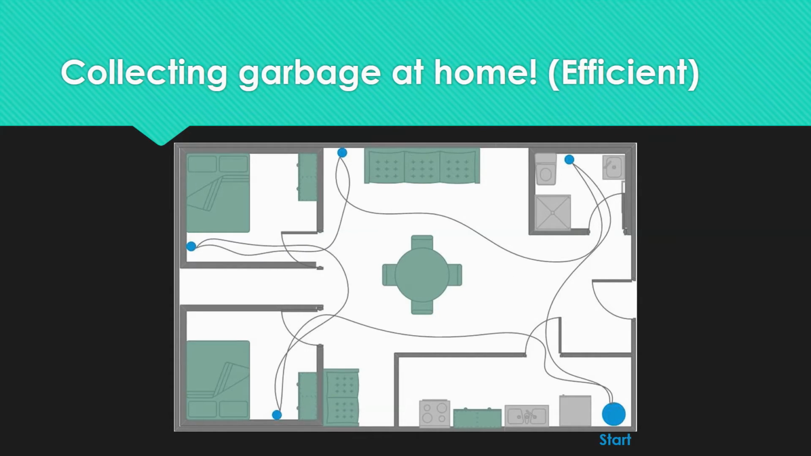Let's look at a more efficient process where the person starts from the circle and then goes to a room and then to the next room and collects all the garbage at once. This is a more efficient process because there's less travel time.